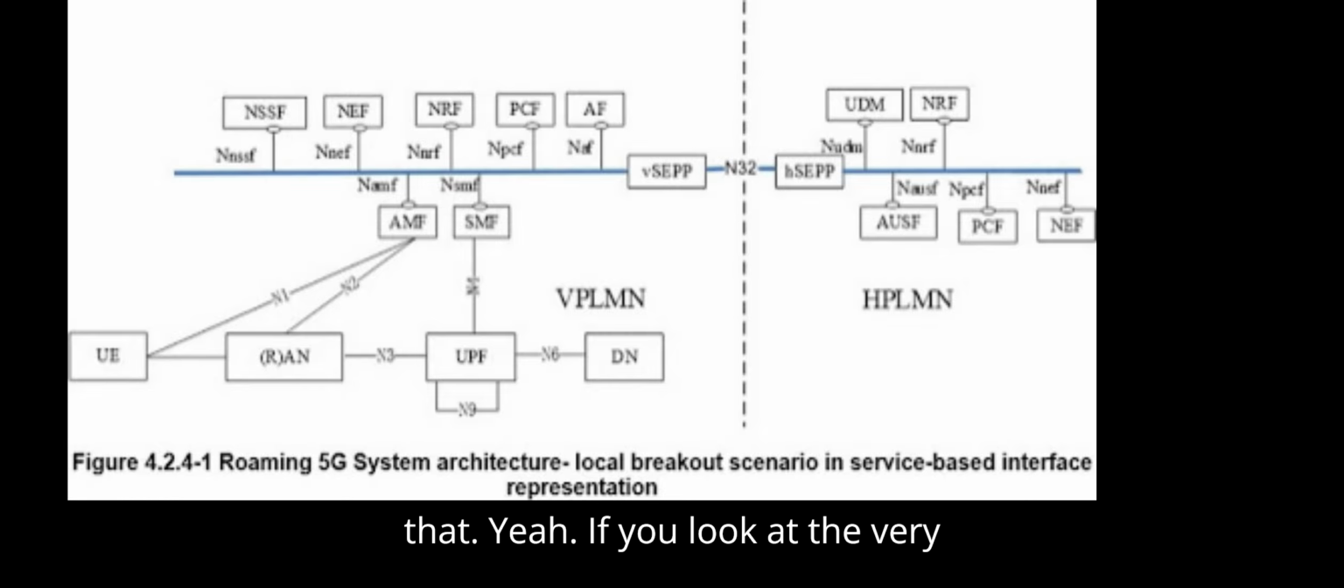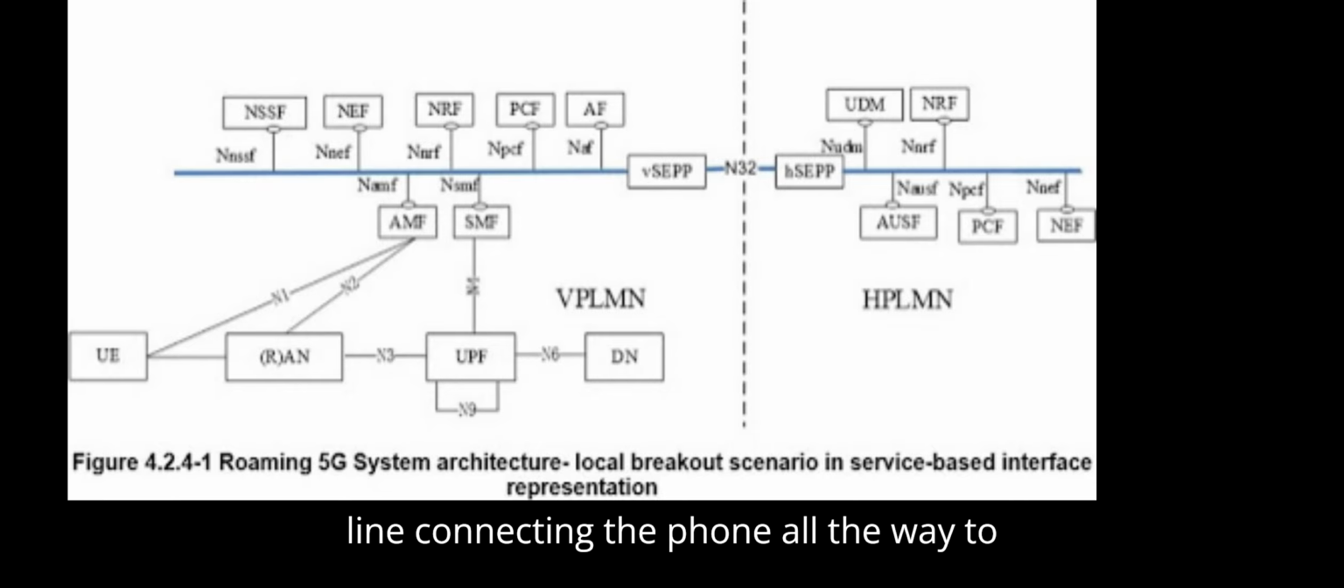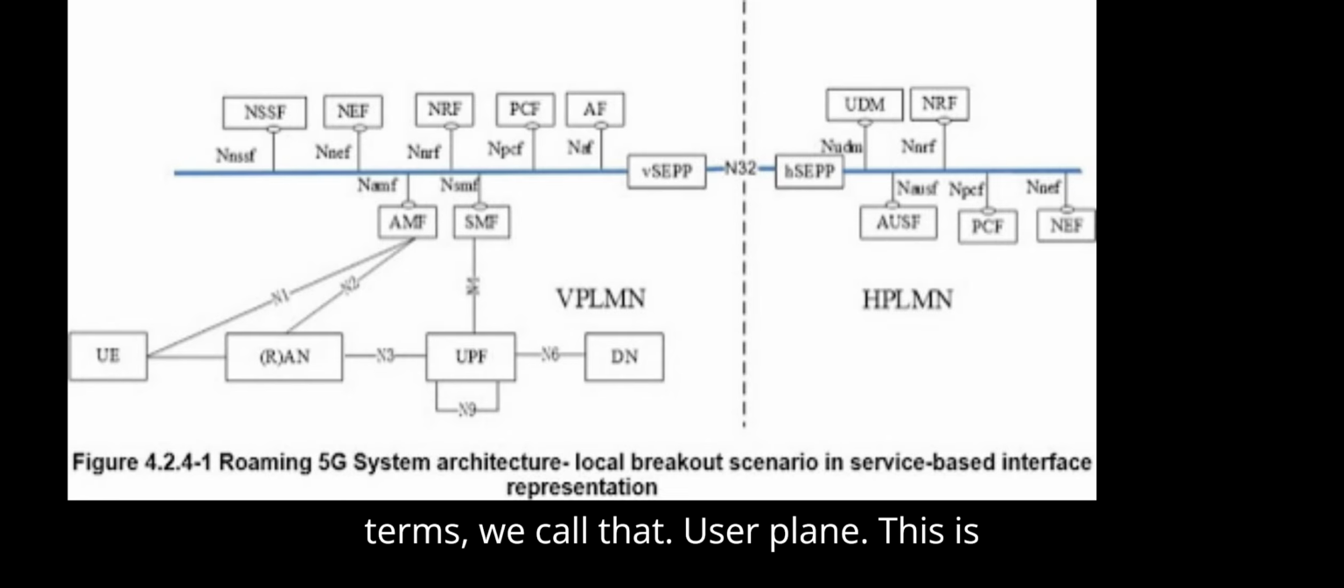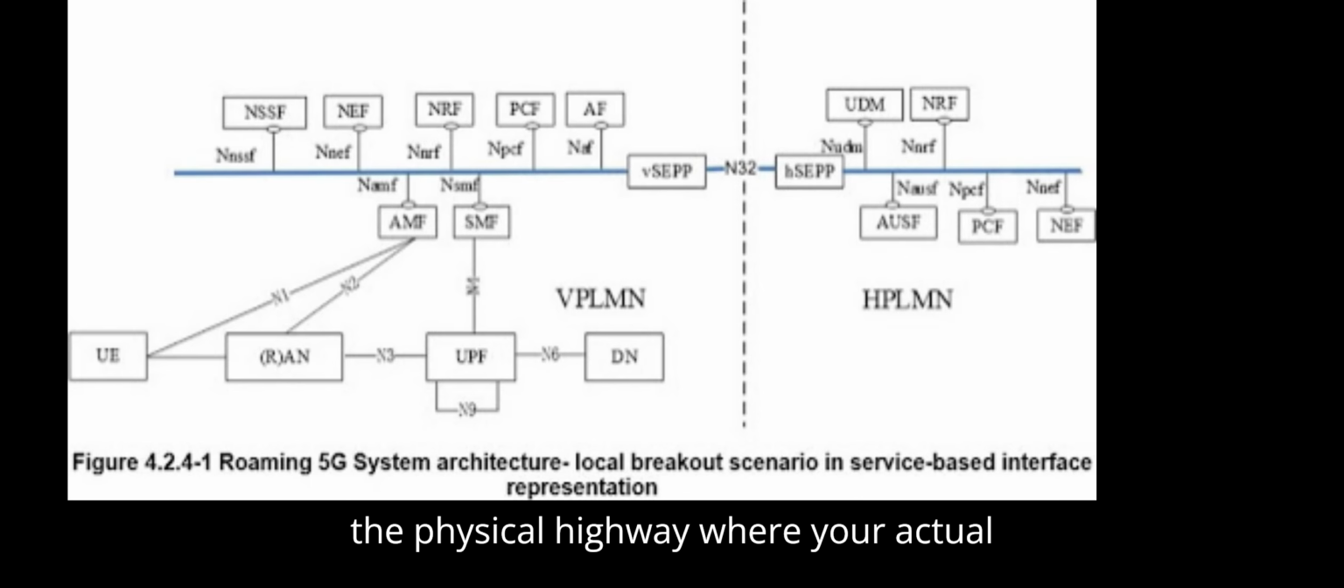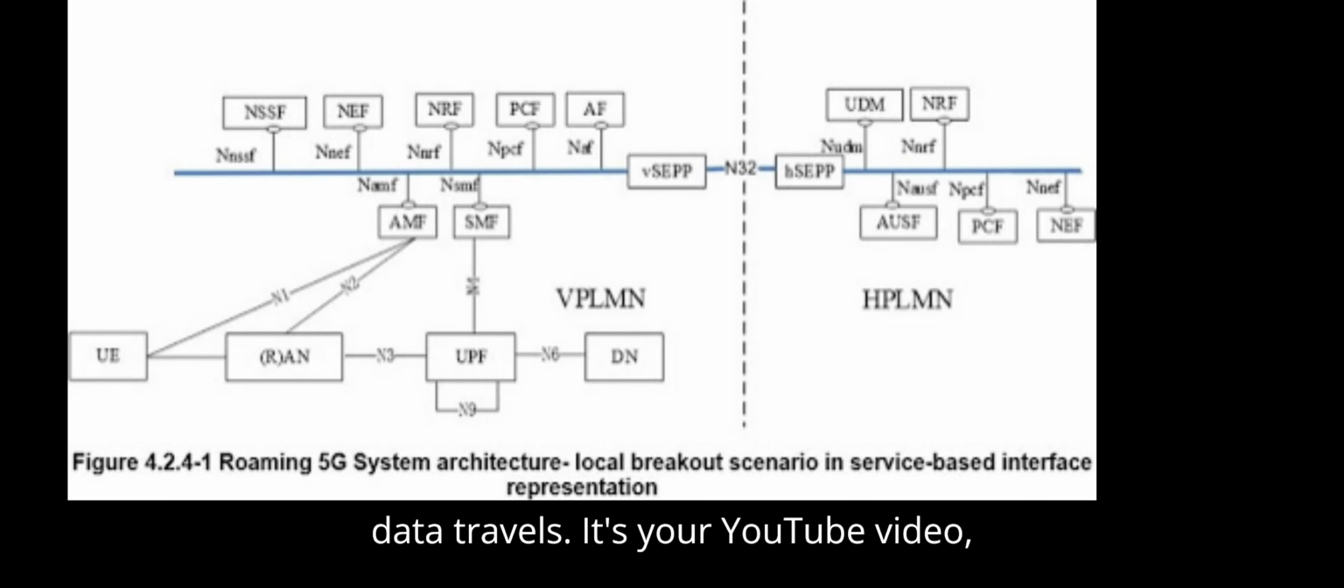Yeah, if you look at the very bottom of the diagram, there's a solid line connecting the phone all the way to the internet. It looks like a pipe. That's a great analogy. In engineering terms, we call that the user plane. This is the physical highway where your actual data travels. It's your YouTube video, your Instagram photo, your email attachment. It's all the heavy stuff.